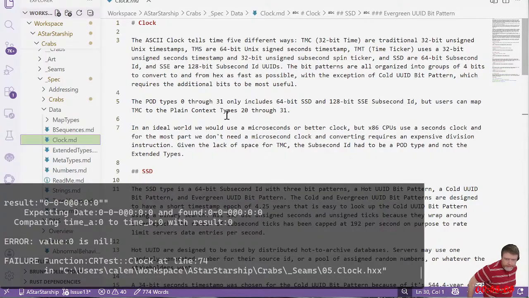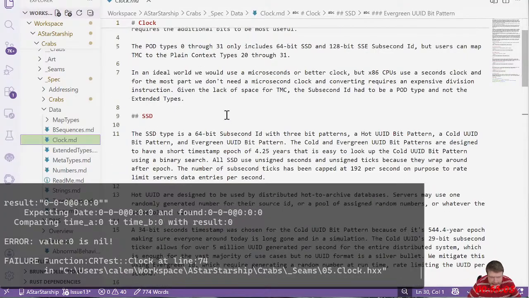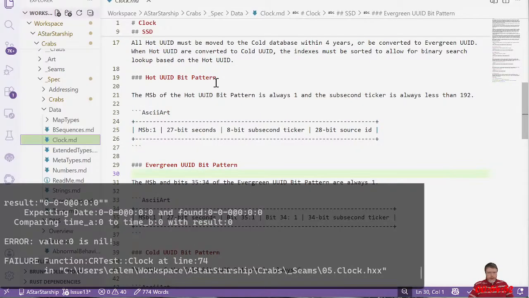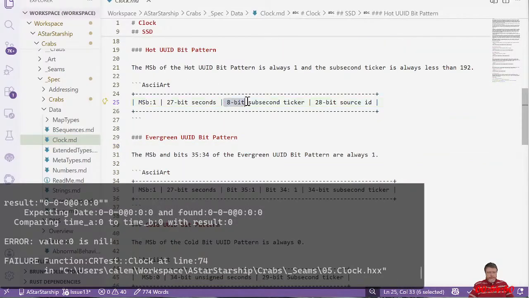So what do we got? We got the 64-bit sub-second ID bit pattern. So we got the hot UUID, and this is always less than 192. So the hot one, if you ask me, maybe I don't need that anymore.